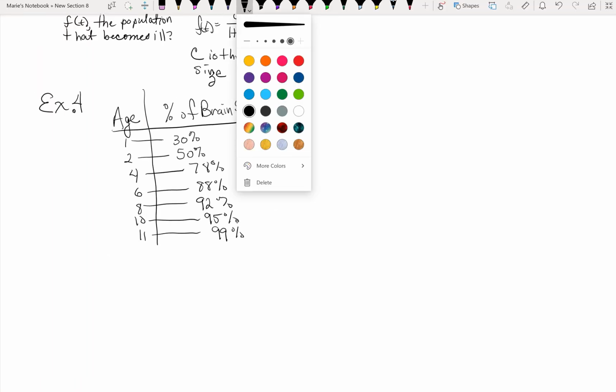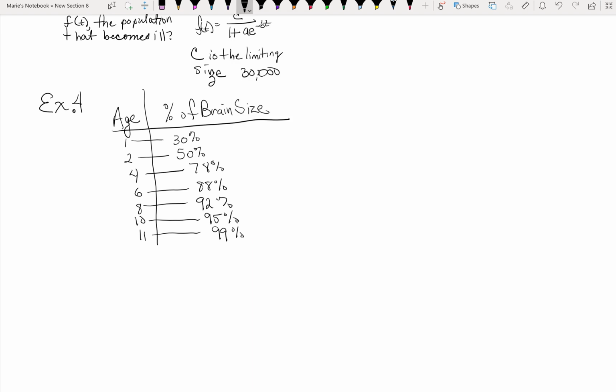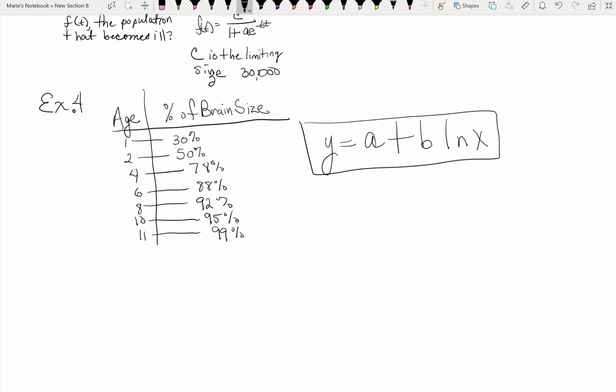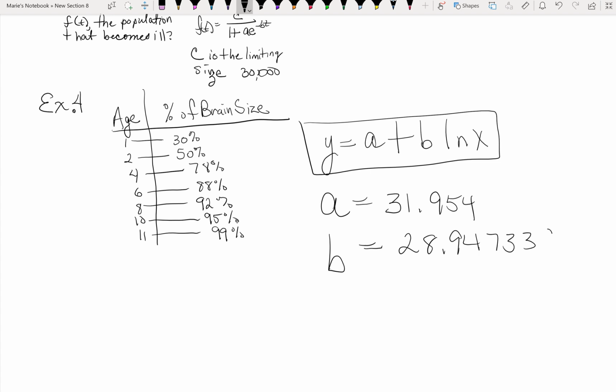So in this example, we can argue, my calculator would have me use y equals a plus b natural log x. And that would be the function you would input given this information. My calculator also spit out that a is approximately 31.954, I'm going to ignore the other 3 decimals, and that b is equal to 28.9473391.